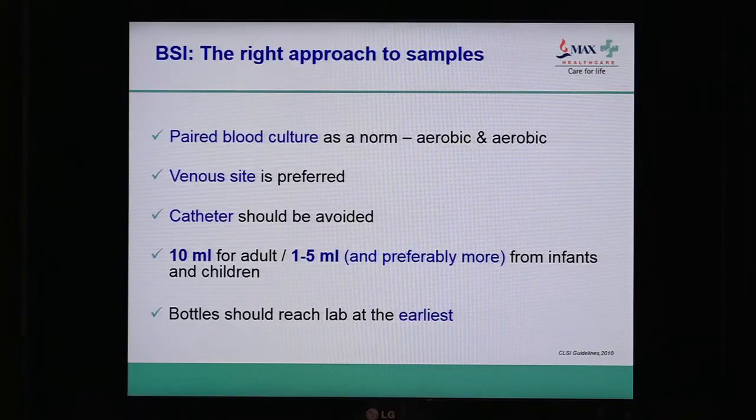How about using one aerobic and one anaerobic? That is the same, you can use one aerobic, one anaerobic, as most other hospitals do, but we have not come across any positive anaerobic culture. So we use aerobic here. Many times when the patient is critical, the clinicians will write on the requisition aerobic, anaerobic and fungal, because they do not want to miss anything.